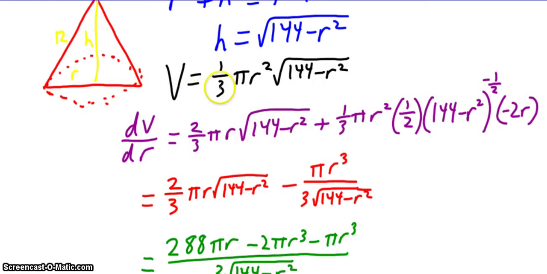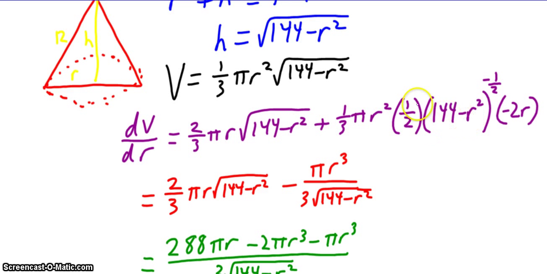So now I rewrote the volume equation. That's going to be 1/3 pi r squared times h, which is the square root of 144 minus r squared. So take the derivative of the volume with respect to r. We have to use our product rule. So the derivative of the first is going to be 2/3 pi r times the second term, which is the square root of 144 minus r squared, plus the first, 1/3 pi r squared, times the derivative of the second.